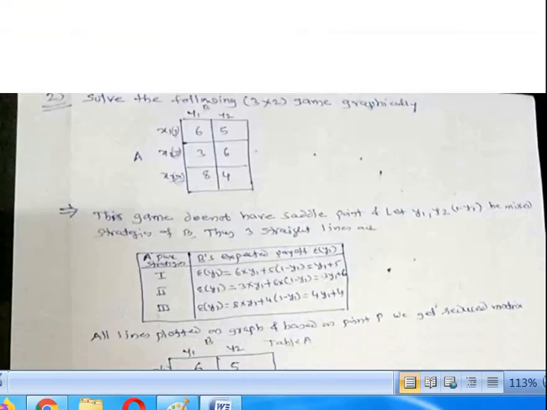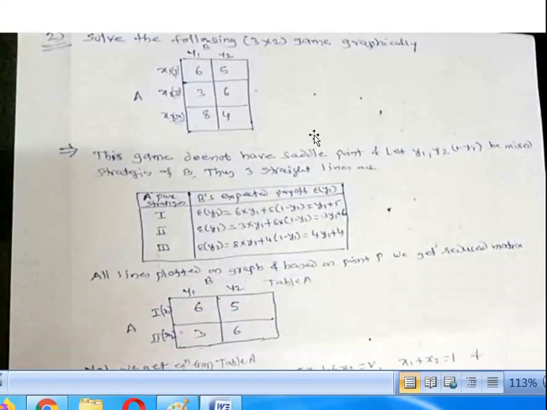The second type of problem is: solve the following 3 by 2 game graphically. 3 by 2 means 3 rows and 2 columns. A has 3 strategies and B has 2 strategies. This game does not have a saddle point, and let y1, y2, where y2 is nothing but 1 minus y1, be a mixed strategy of B.